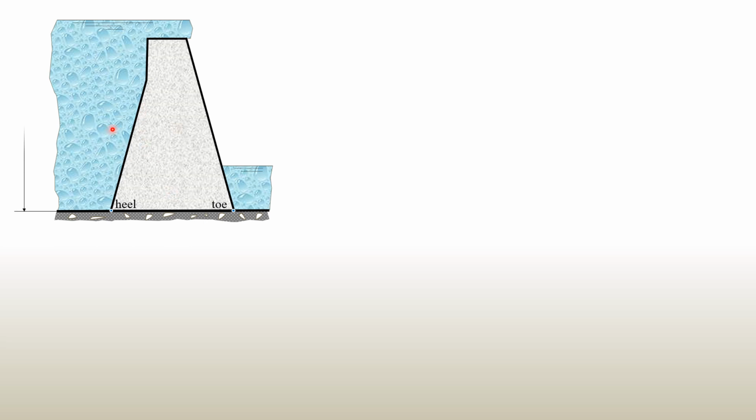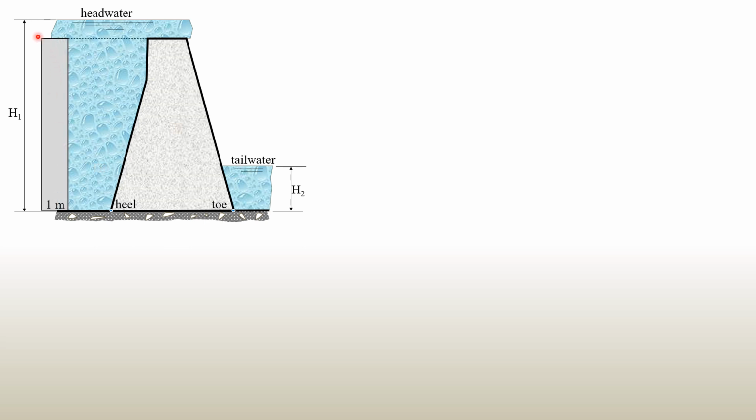The headwater is on this side, and we will denote the depth as h sub 1, and this is the tailwater. The depth is h sub 2. We consider a 1 meter strip in the analysis. So we have here the vertical projection of this face, which is rectangular, and we consider 1 meter width perpendicular to the cross section, because the dam has uniform cross section along its length, so that's why we have to consider 1 meter width.